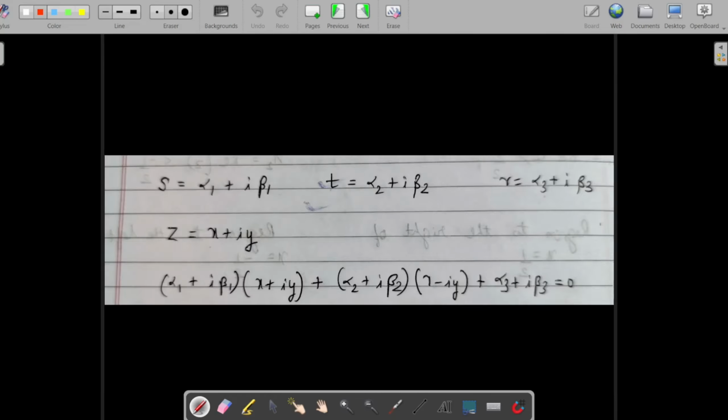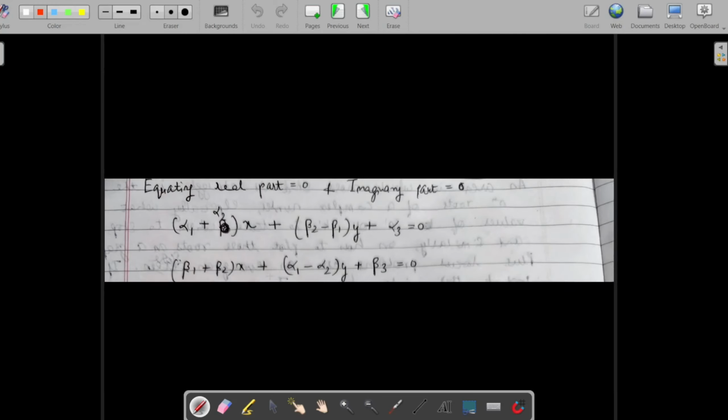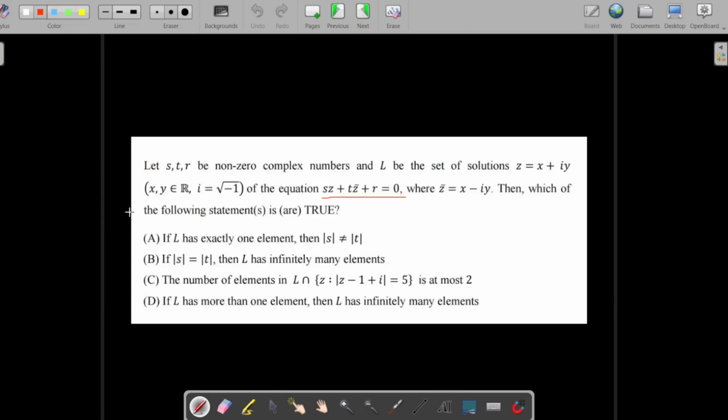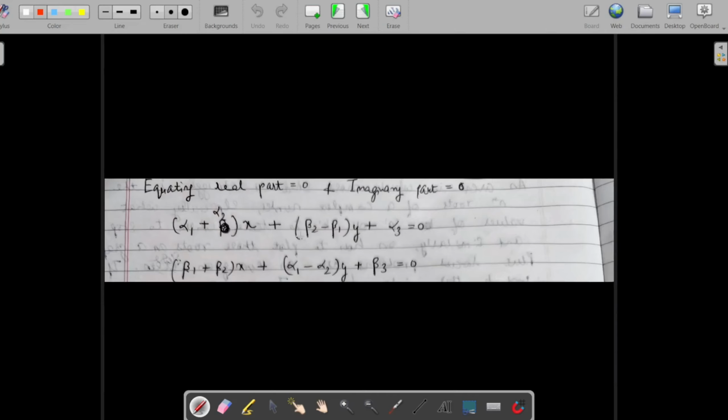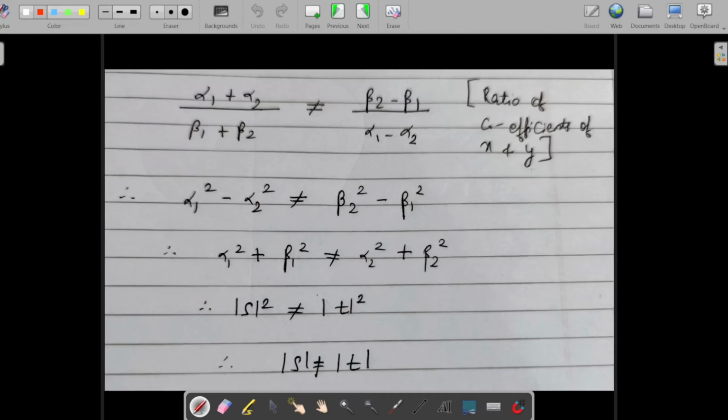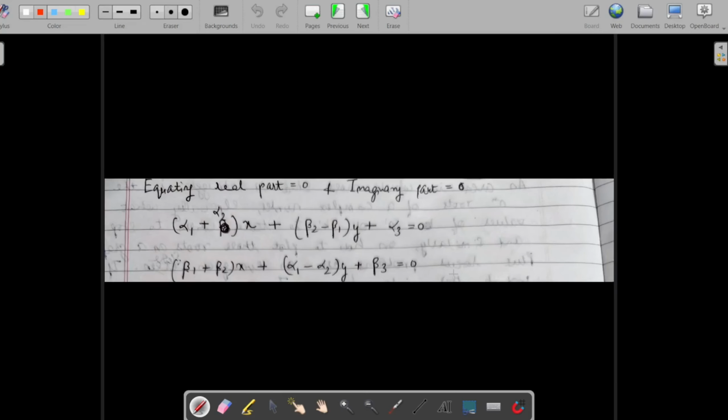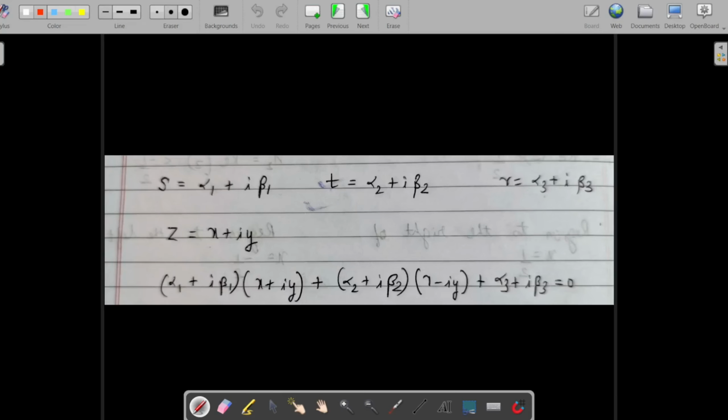Exactly same reasoning. So the ratio of these two, a1, a2, b1, b2, when it is not equal, then we will have intersection or only one solution. So the first option is basically that. So pretty simple. This upon this is not equal to this upon this. Ratio of coefficients. Simply take, cross multiply it. What you will get is alpha 1 square plus beta 1 square is not equal to alpha 2 square plus beta 2 square. And as I said, beautifully, they will come out to be the modulus of these two complex numbers that we have assumed.